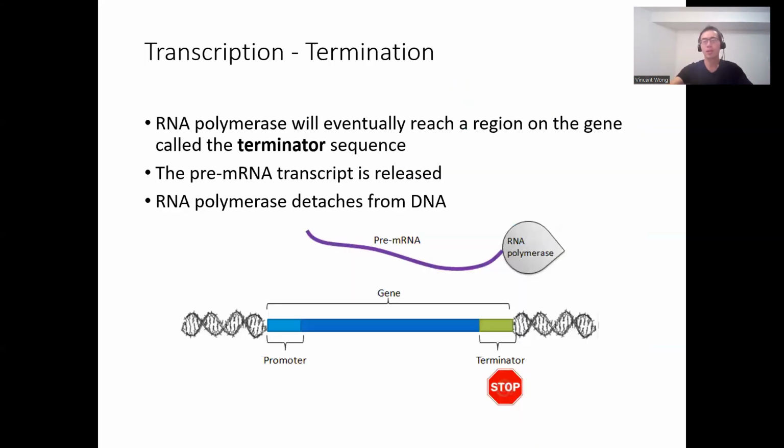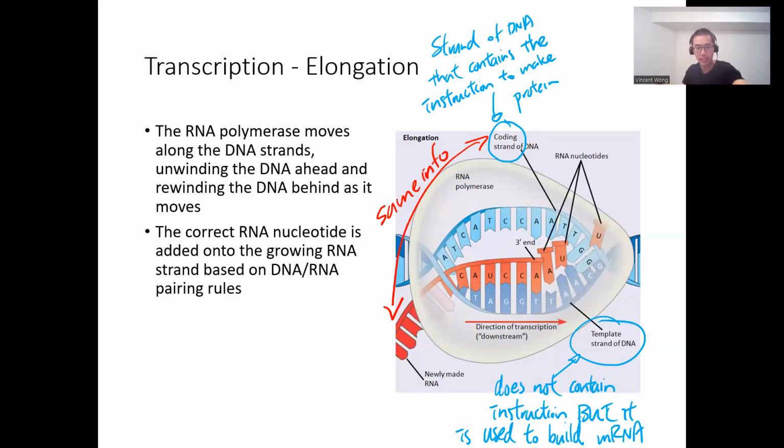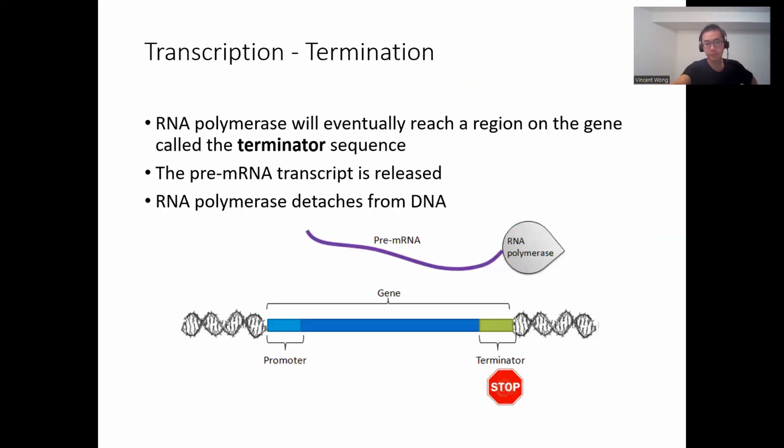All right. So that is basically elongation. The RNA polymerase will unzip the DNA ahead, continue to build the RNA, and then as it's moving forward, it will zip up the DNA behind. That way you only have a very small bubble as you are doing the elongation, building the RNA. When do you stop? You stop when you reach the terminator sequence.